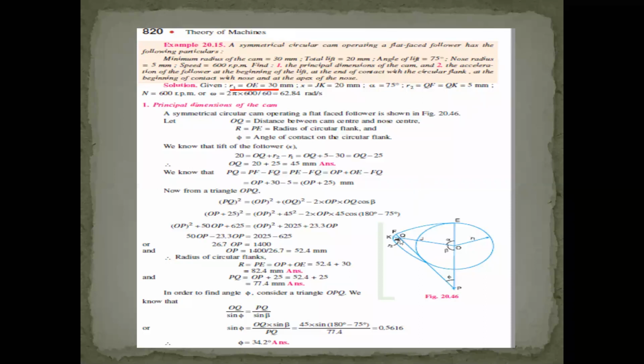So just draw the nose circle. That nose circle is our 10 mm dia. Then n is also there, where the n value is 600 rpm. When we know the n value, we can simply find the angular velocity, that is 2 pi n by 60. Then we get the omega value.